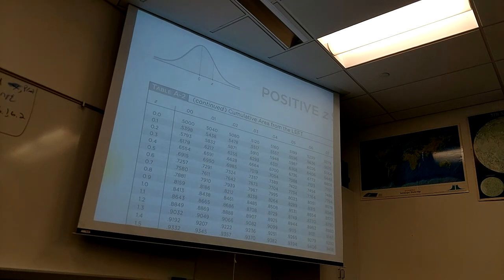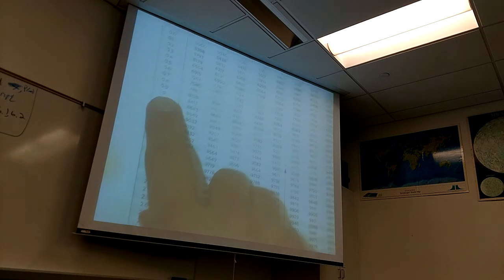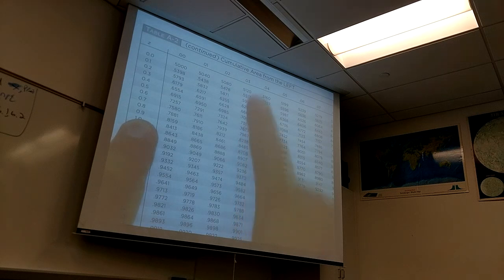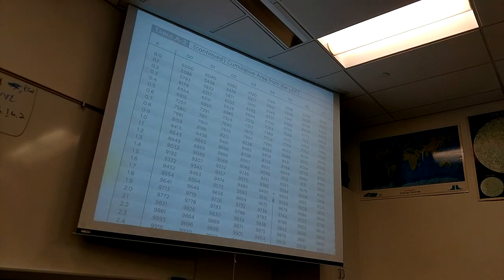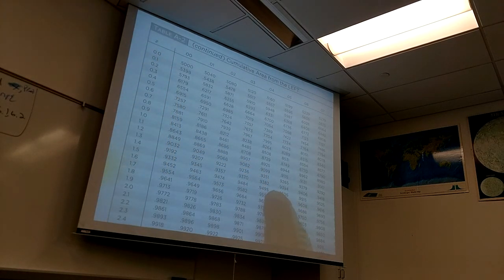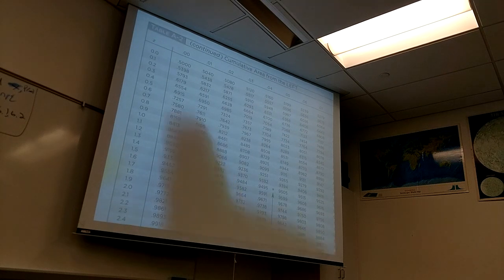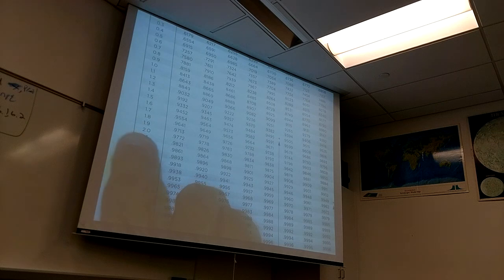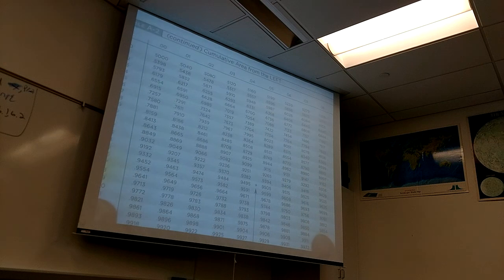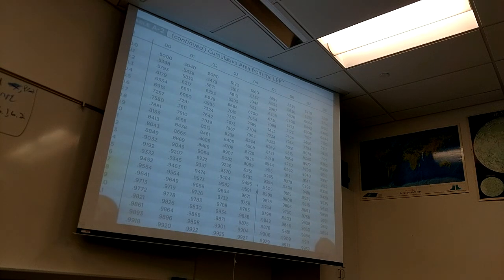If I wanted to look up 1.03, I would go to 1.03. You guys see that? That's the area below a z-score of 1.03. That is how you read this. So if I wanted 2.18, what's the area below 2.18? I would look at 2.1, 8. There we go. 2.18, bam. So I get 0.9854. Does everybody see that? It's not that huge of a thing.